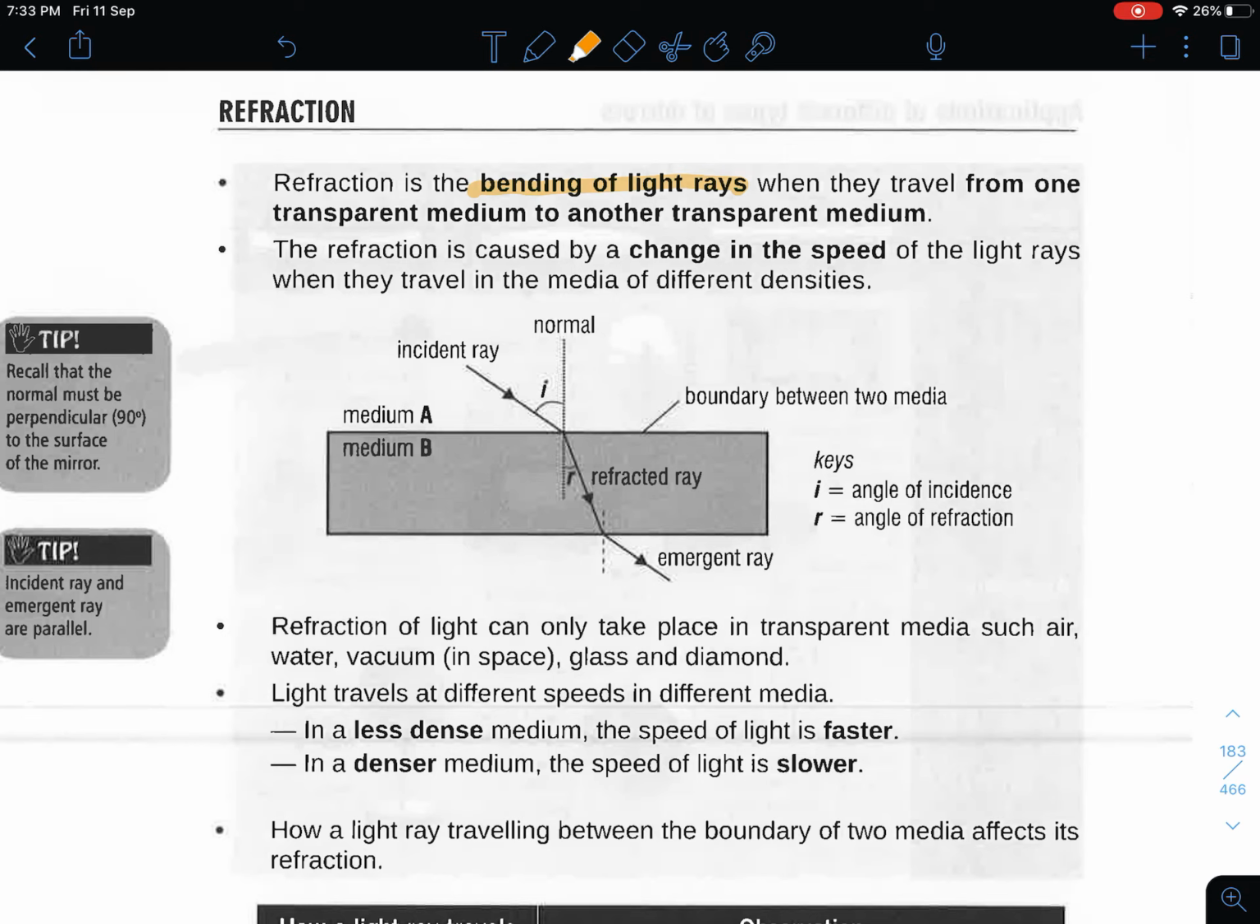Okay, so what will this result in? The difference in medium will result in a change in the speed of light, and therefore it results in the slowing down or the speeding up of light. But do note that the maximum speed light can travel is 3 times 10 to the power of 8 meters per second in a vacuum. When light slows down, it tends to bend towards the normal, or away from it. Okay, we'll discuss more. Refraction of light can only take place in a transparent medium such as air, water, vacuum, glass, or even diamond. Things that are opaque in nature, like cardboard or wood, will not have refraction of light because light cannot pass through them.